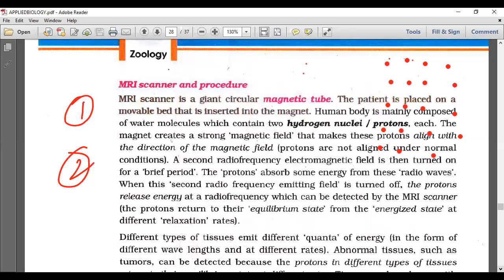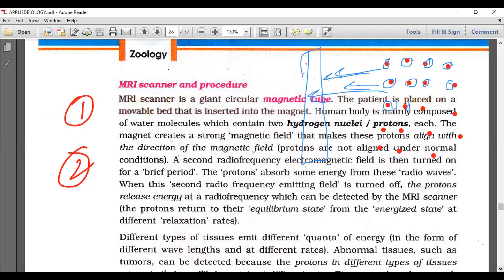A second radio frequency is created here. The second radio frequency electromagnetic field is then turned on for a brief period. The protons absorb some energy from these radio waves. The protons, which are aligned in one direction, absorb some energy. Then we switch it off, as we said, after a brief period. When the second radio frequency is turned off, the protons release energy at a radio frequency which can be detected by the MRI scanner. The MRI scanner identifies the energy liberated from the protons of the hydrogen atoms of the water after switching off the second magnetic field.